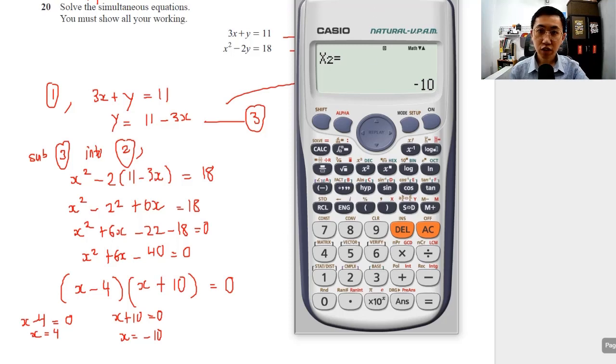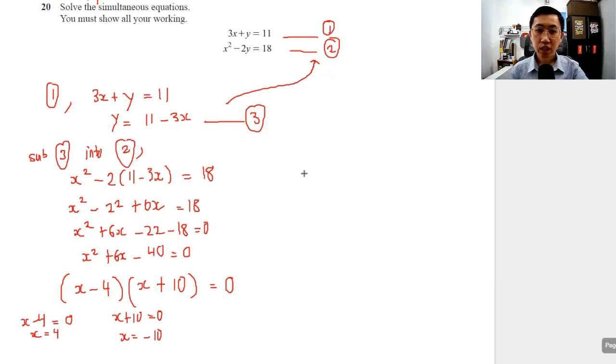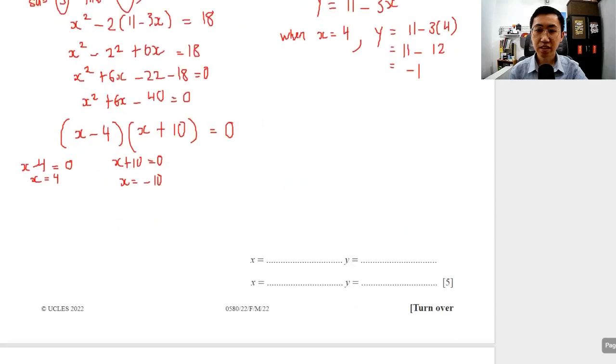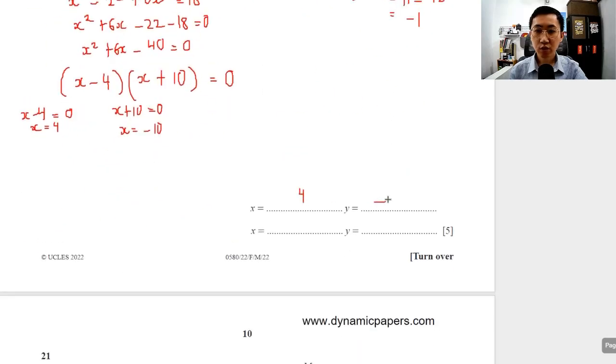Okay, so now we continue with our working. We are already finding the value of y now. So from this equation 3, remember to find y equals 11 minus 3x. Now you have two values of x, right? You choose whichever you want to do first. So when x equals 4, y equals 11 minus 3 times 4. So you get 11 minus 12. Your y value is going to be negative 1. So that's when x equals 4, y equals negative 1. That's the first answer.